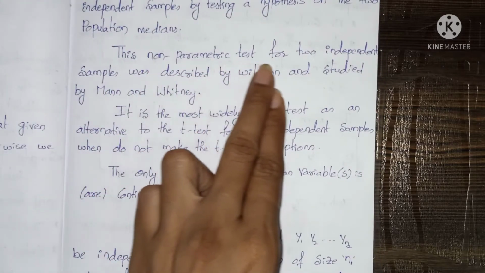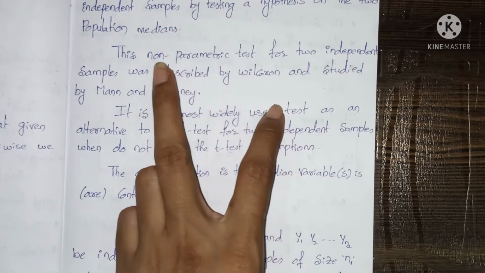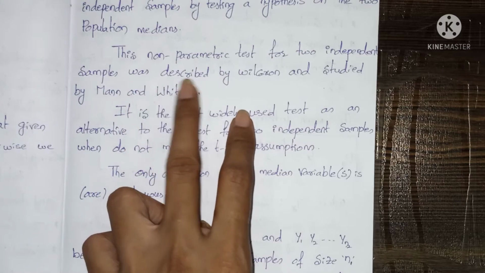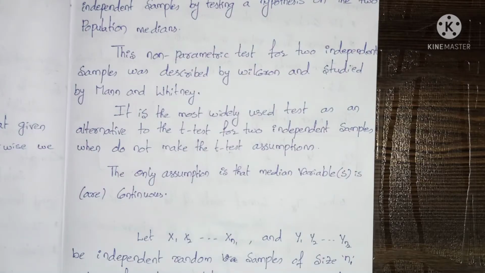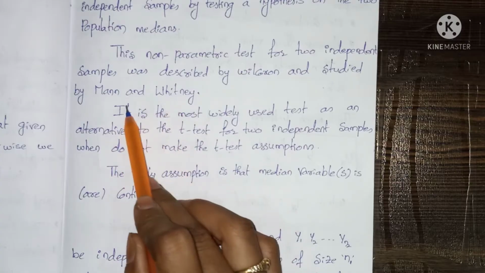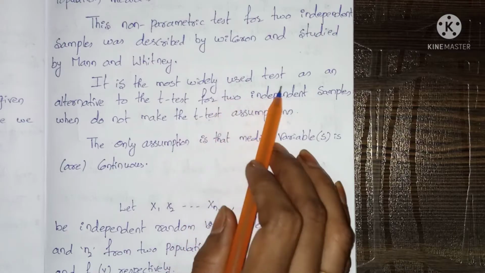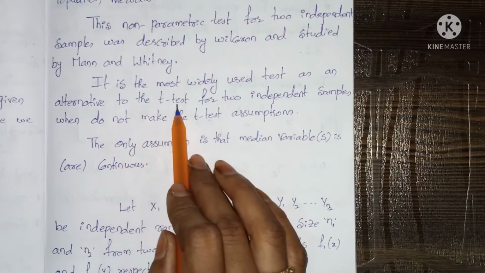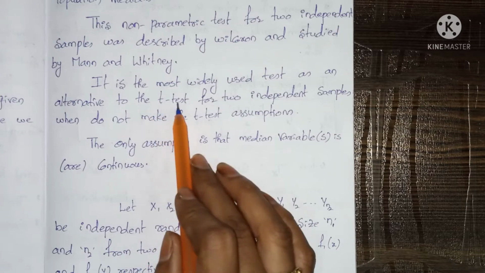Next, this non-parametric test for two independent samples was described by Wilcoxon. The procedure was first described by Wilcoxon and later studied by Mann and Whitney. These are the scientists' names, Mann and Whitney. It is the most widely used alternative to the t-test. So this Mann-Whitney U-test is used instead of the t-test.